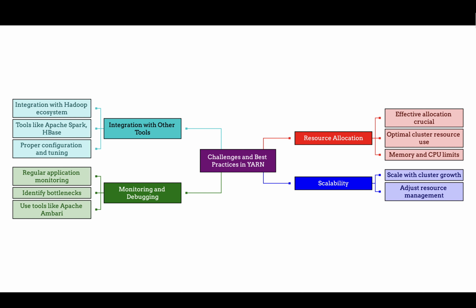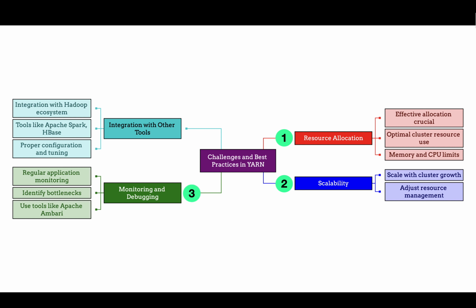Challenges and best practices in YARN. 1. Resource allocation. Effective resource allocation is crucial. It involves configuring YARN to use available cluster resources optimally, like setting appropriate memory and CPU limits for applications. 2. Scalability. As clusters grow, YARN must scale accordingly. It's essential to regularly review and adjust resource management settings to handle the increased load.